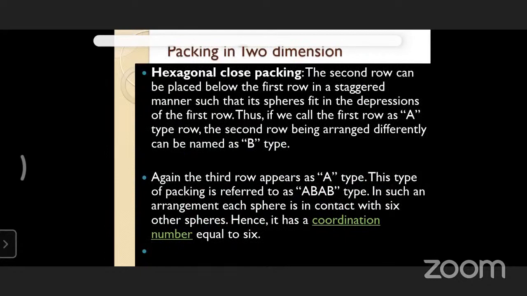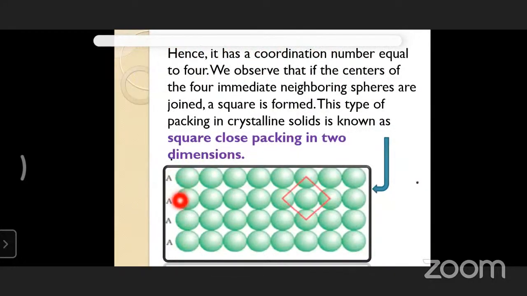In the two-dimensional way, we have square close packing. Here one more packing is available, that is hexagonal close packing. If we are taking the same type of rows, A type of rows, we get square close packing here. Yes or no?